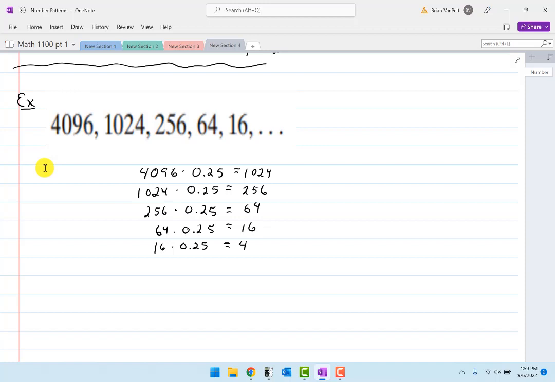And you can keep going. 4 times 0.25 equals 1. And if it decided to keep going, then 1 times 0.25 would equal 0.25. If I wanted to go again, 0.25 times 0.25 equals 0.0625. And you can keep going and generating them at will.